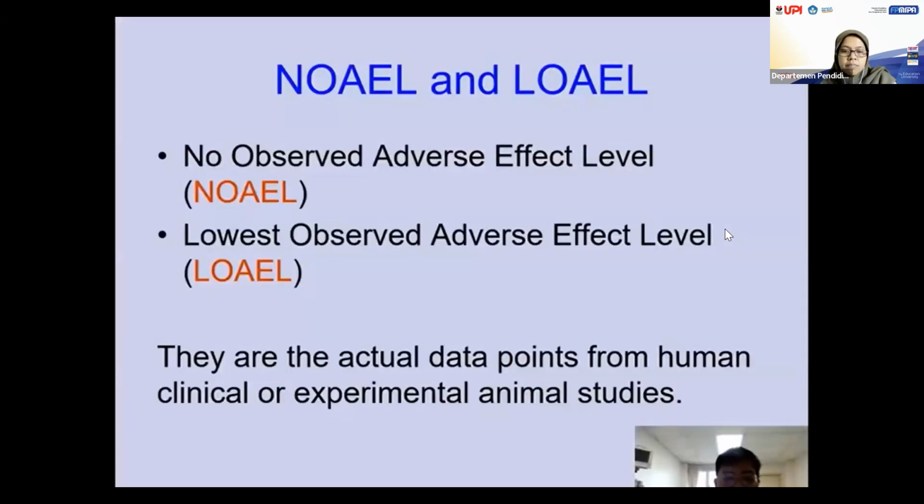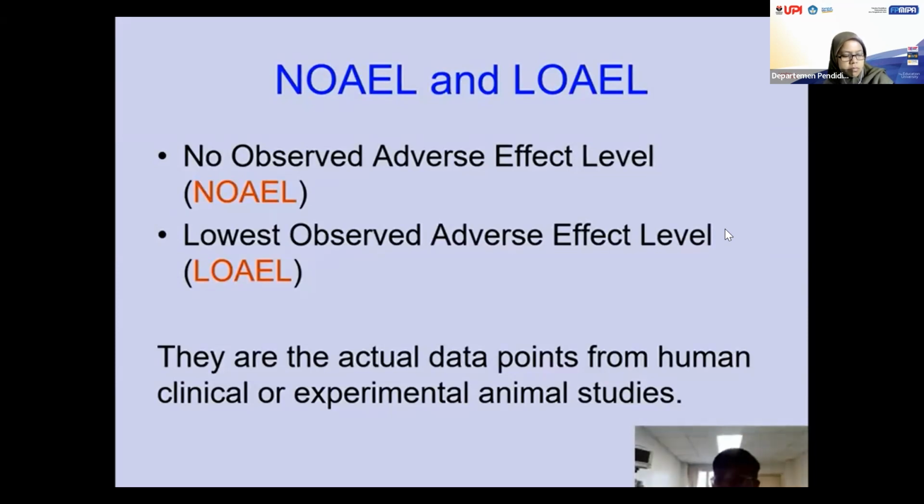We also have this thing called the NOEL and LOEL, which I also talked about last week. One is the no observed adverse effect level. One is the lowest observed adverse effect level. These two are something that we can use to quantify and determine which dosage is safe. These two are experimental data. So bear in mind, these two are actual data points from human clinical or animal study. So they are not predicted.